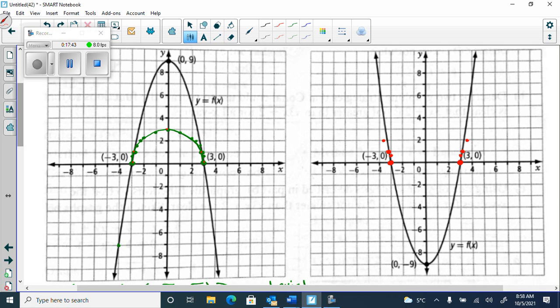And then 1, 7 is going to become 1 √. That's 4 and 7. It's going to become 4 and √7. And we're going to get a little something like this.